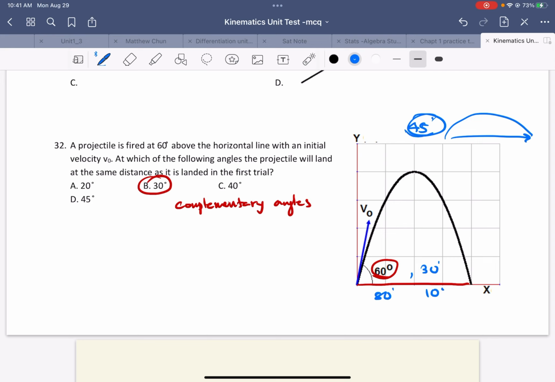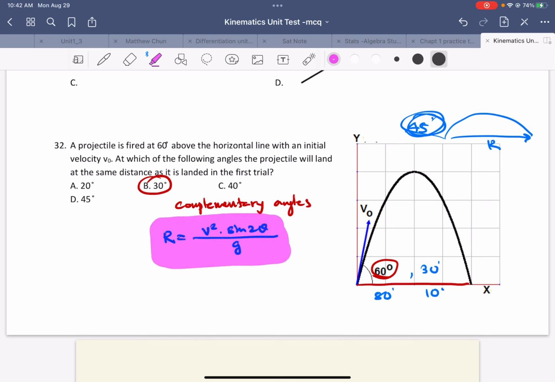But the maximum range, I'm talking about this range, is at a 45 degrees angle. So if you're wondering why it's like that, I also remember this range formula. Range is v squared times sine 2 theta over g. So that's the formula I want you to remember.